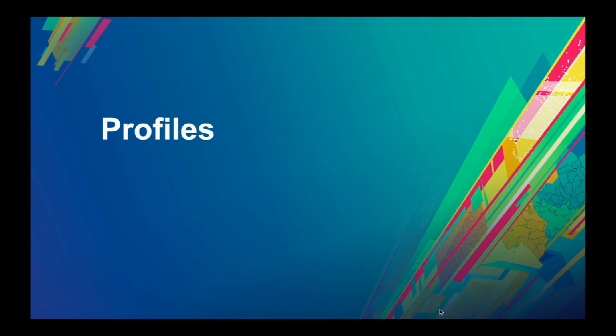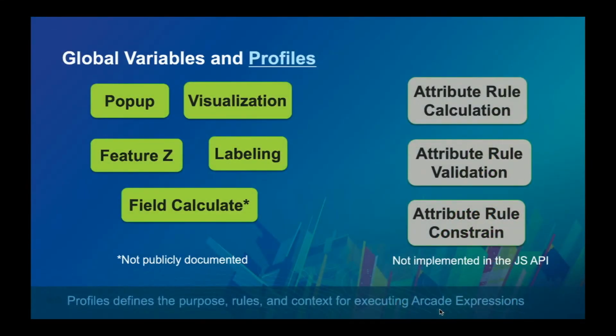So you may have noticed that towards the end, Mohan changed the profile of the editor. So this concept of profiles can be a little confusing with ArcGIS. When we first introduced Arcade, we only supported 2 profiles. It was the visualization profile and labeling. But since then, we've added several more. And in the most recent release of Arcade, Arcade 1.5, we introduced Feature Z profile and also these attribute rule profiles. So what is a profile?